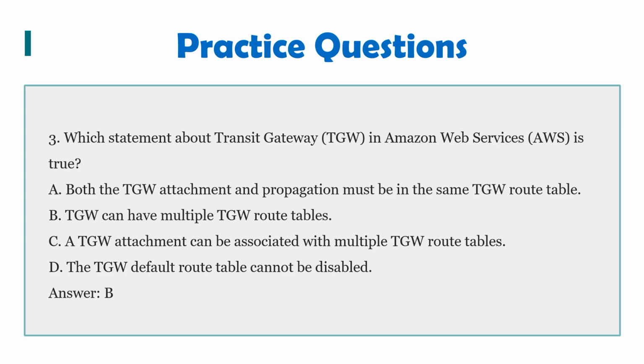3. Which statement about Transit Gateway, TGW, in Amazon Web Services, AWS, is true? A. Both the TGW attachment and propagation must be in the same TGW route table. B. TGW can have multiple TGW route tables. C. A TGW attachment can be associated with multiple TGW route tables. D. The TGW default route table cannot be disabled. Answer: B.